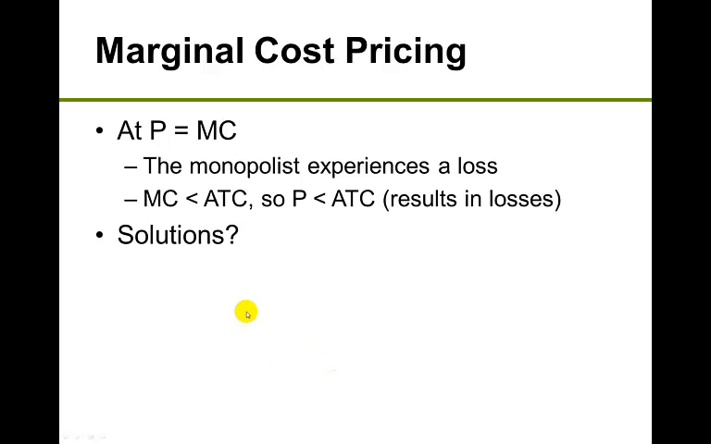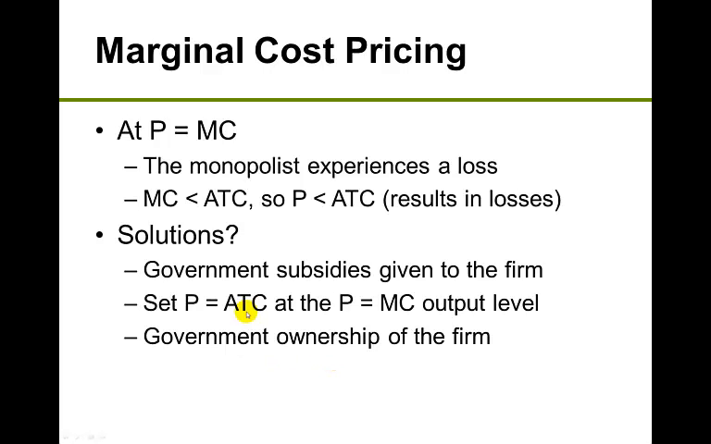Well, one thing we could do is give subsidies to the firm. Maybe give a subsidy equal to the difference between the price and the average total cost. The other thing we could do is set price equal to average total cost at the quantity that we wanted. The other thing we could do is just nationalize that firm, have the government own it.